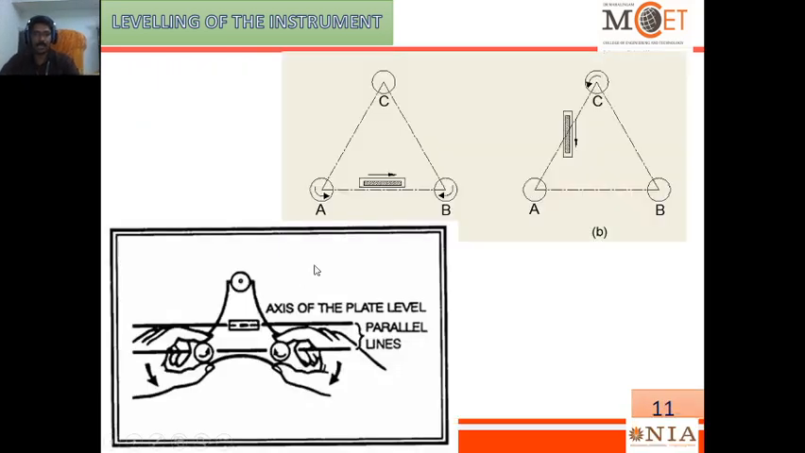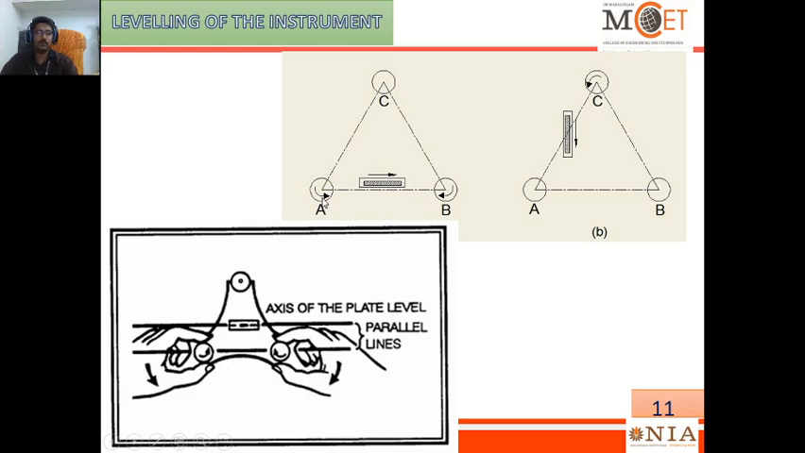I hope I have shown the foot screws. These will be the position of those foot screws, right? You try to remember. It is the bottom plate I have shown in the diagram, and there will be 3 foot screws, right? There will be a bubble tube also. So consider any one as A or B or C. Better you make AB parallel to the bubble tube, right? So the steps here you have to follow.